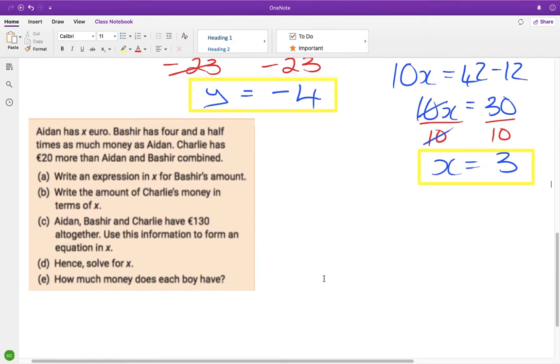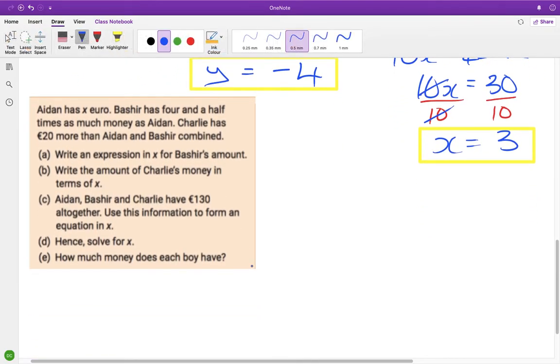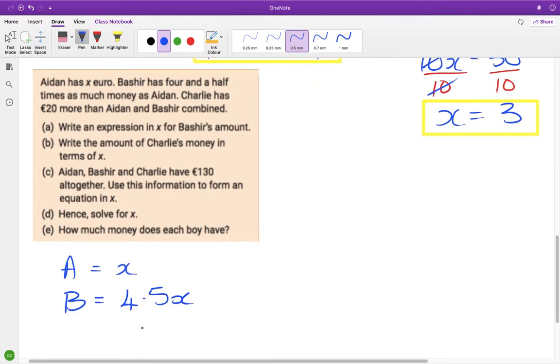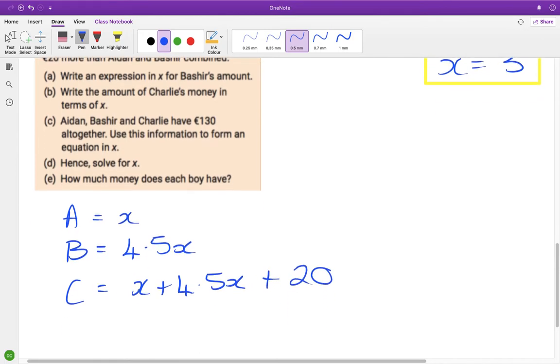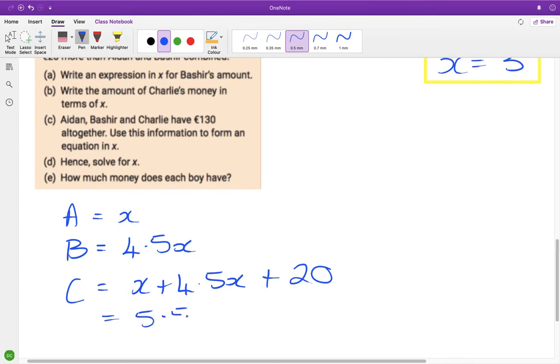And then the second one, Aidan has x euro. Bashir has 4.5 times as much as Aidan. So Aidan is x. Bashir is 4.5 times, so 4.5x. And Charlie has 20 euro more than Aidan and Bashir combined. So Aidan and Bashir combined is going to be x plus 4.5x, and then he has 20 euro more, so plus another 20. So that's 5.5x plus 20.